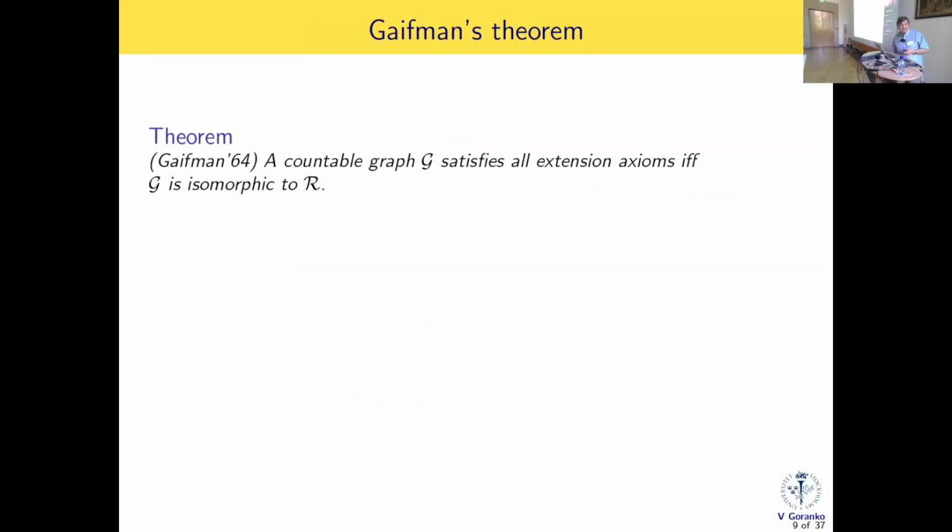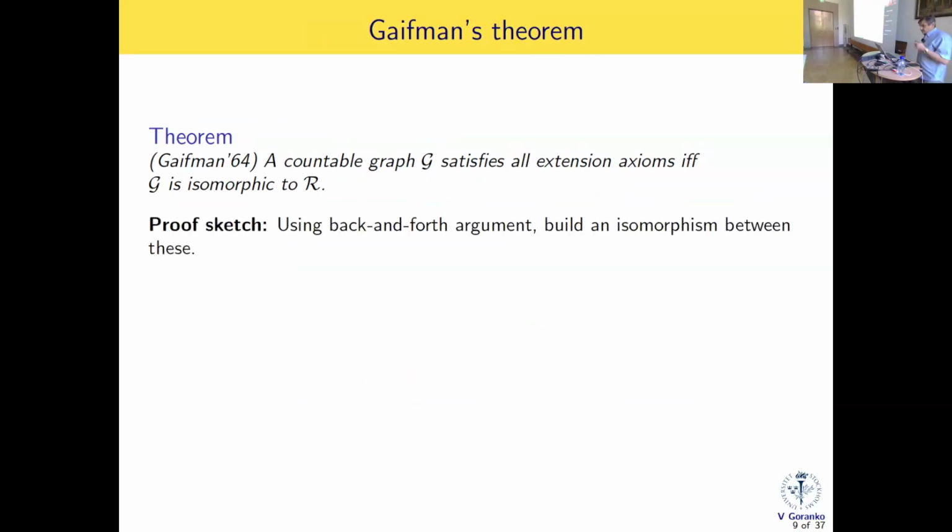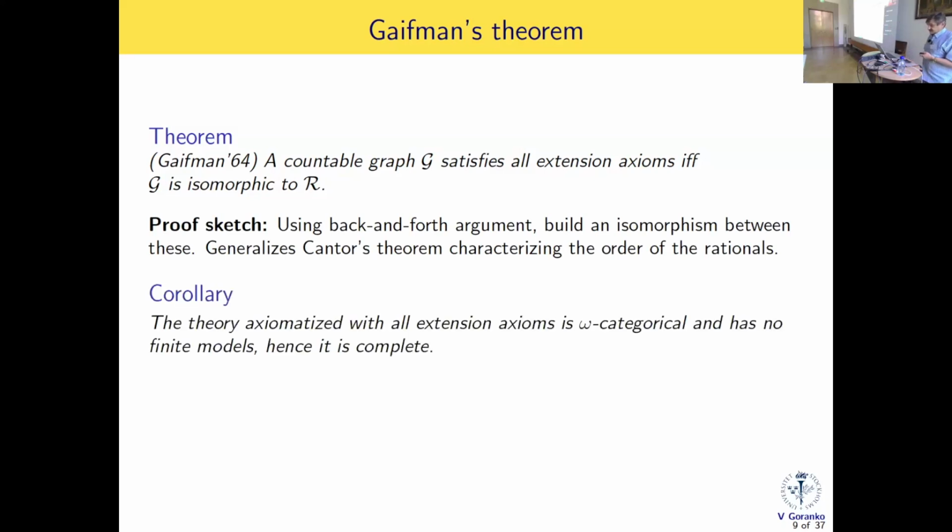And what follows is Fagin's... Gaifman's theorem, 1964, when Gaifman proved that a countable graph G satisfies all these extension axioms precisely when it is isomorphic to R. And the proof sketch is a very natural generalization of Cantor's characterization of the order of the rationals, so it's a back and forth argument and I will not go into details. But as an important corollary, the theory that is axiomatized by our extension axioms is omega-categorical, and of course it has no finite models, and therefore it must be complete.